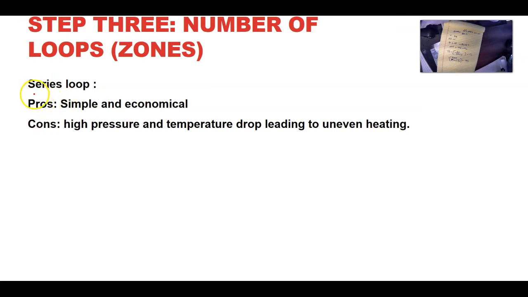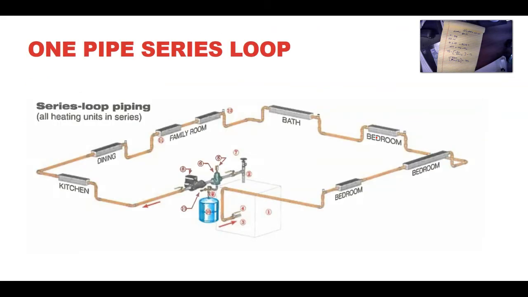The first thing is the series loop. The series loop is very simple and economical, but you have a lot of high pressure loss and temperature will be lost in the first zone. Let me demonstrate. So this is the one pipe series system. The water is coming out of the boiler. This is the hot water coming. It will go into the kitchen here.